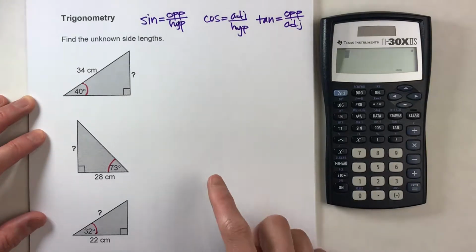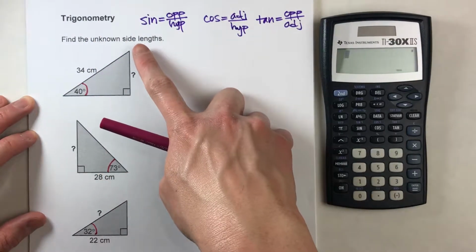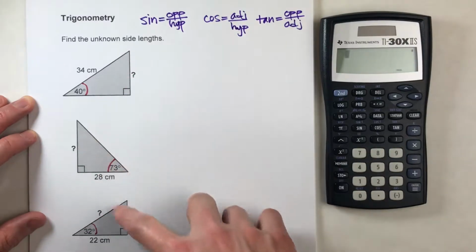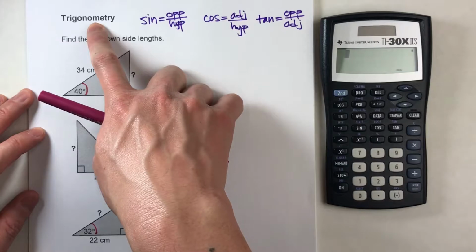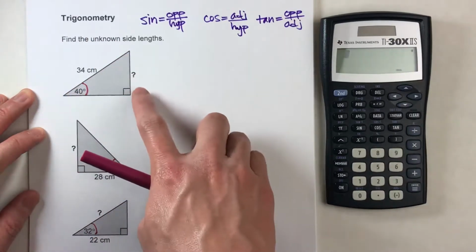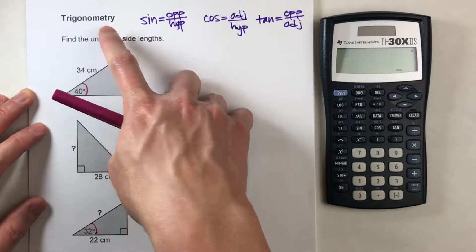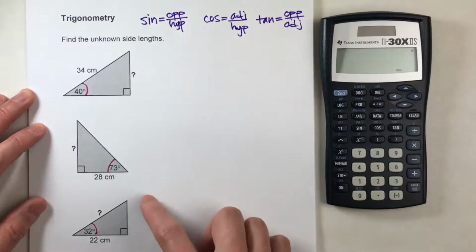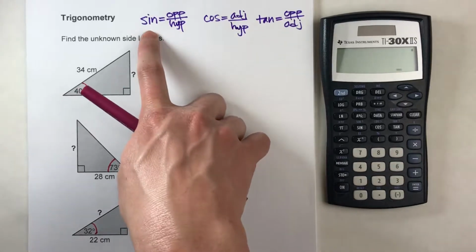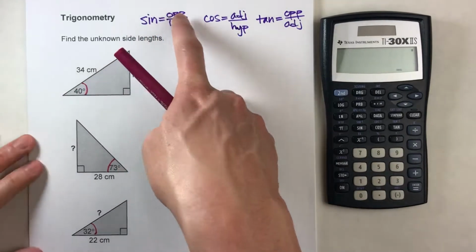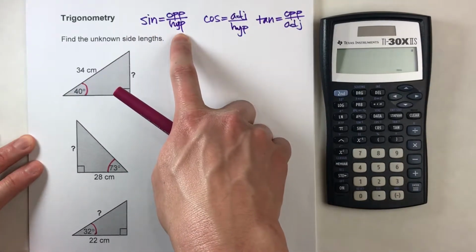So today we are using trigonometry to find the unknown side lengths of some right triangles. Now, trigonometry is all about ratios, all right? So there's three trigonometric ratios you need to know in order to solve these: sine, cosine, and tangent. All right? So sine is equal to the opposite side divided by the length of the hypotenuse.